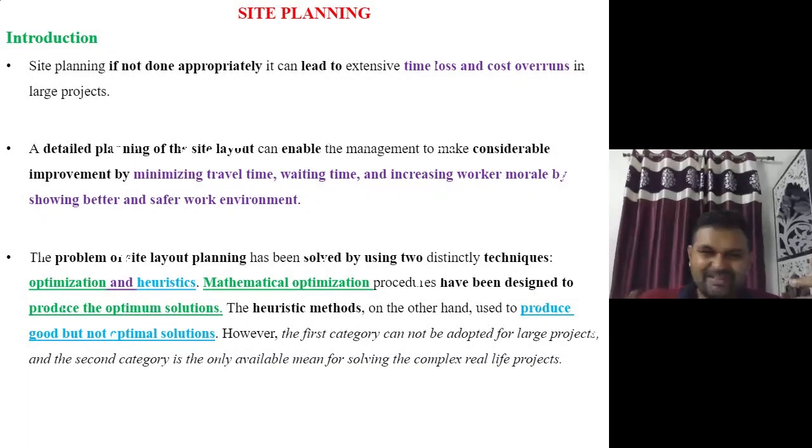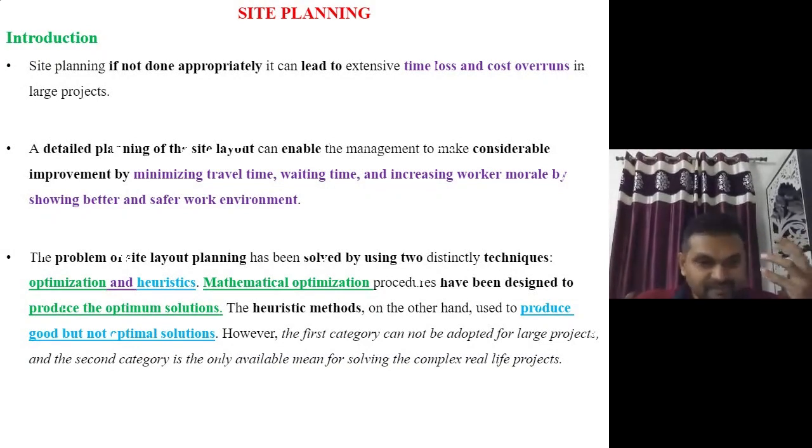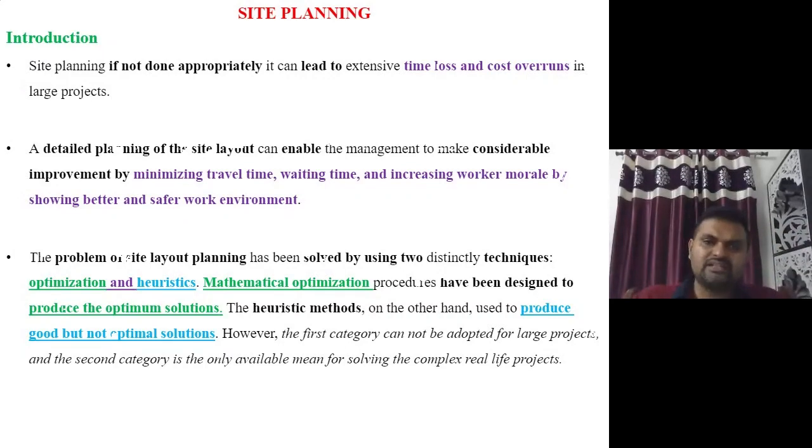Now, what do you understand? Both look the same, sir. What is the difference between them? Now, try to understand it. When I say optimal solution, that is mathematically best. And when I'm talking about the heuristic approach, that is practically best. Now, let's try to understand with an example so that things will be clear.